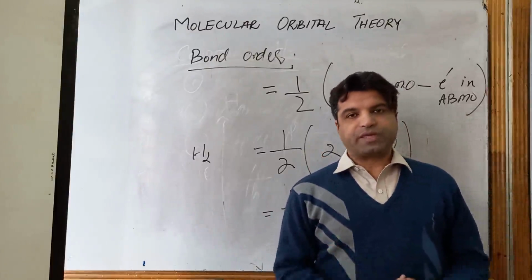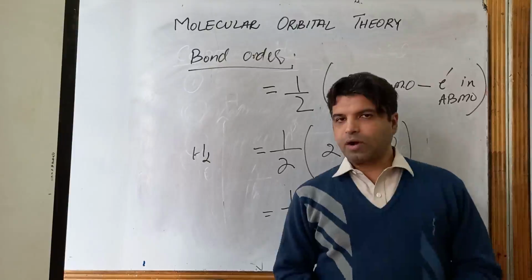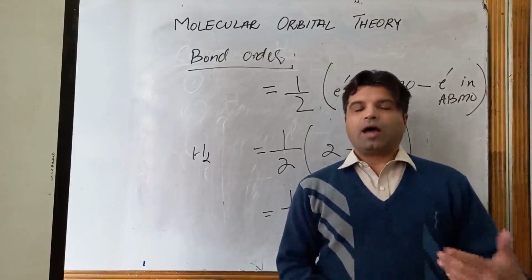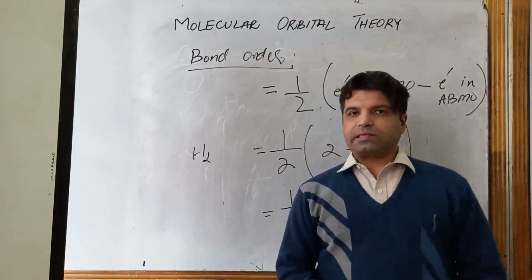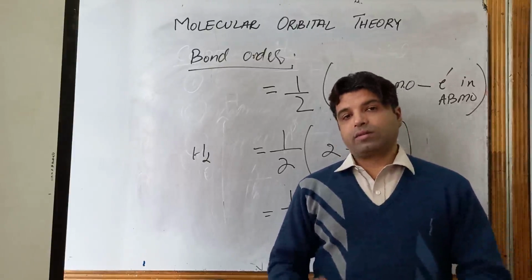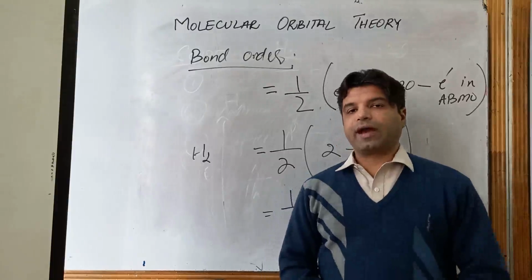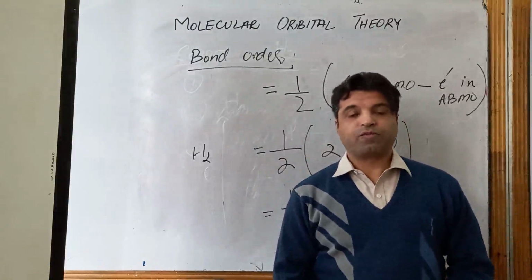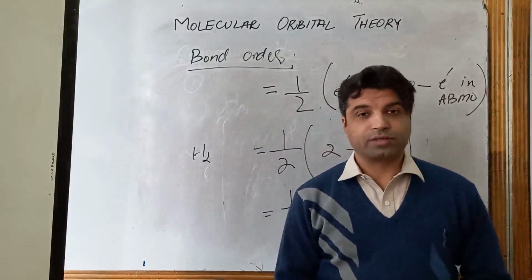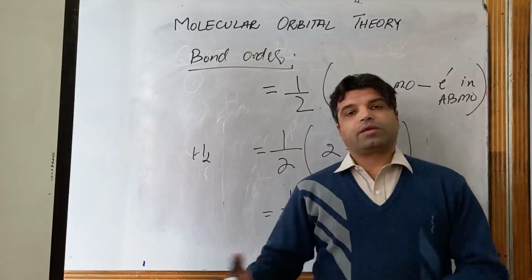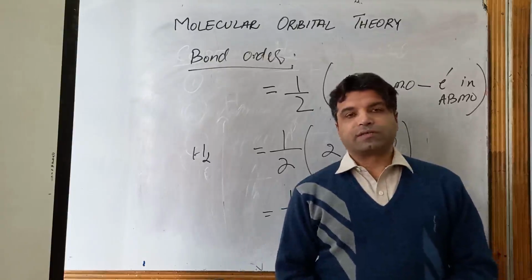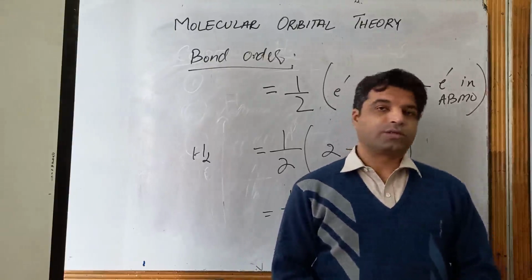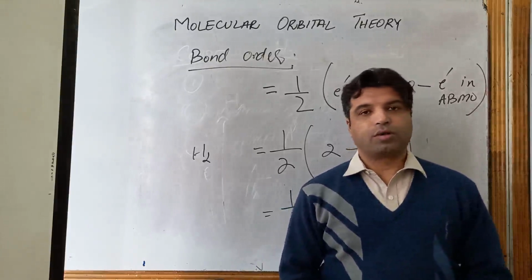So these are some of the basics of molecular orbital theory: how we can form molecular orbitals, how we can determine the electron density in a molecule or in the molecular orbitals that are formed, and how we can calculate the bond order of a molecule from the molecular orbitals that are formed as a result. In the next session, we will discuss some more examples and try to explain their bonding situation through the molecular orbital theory.